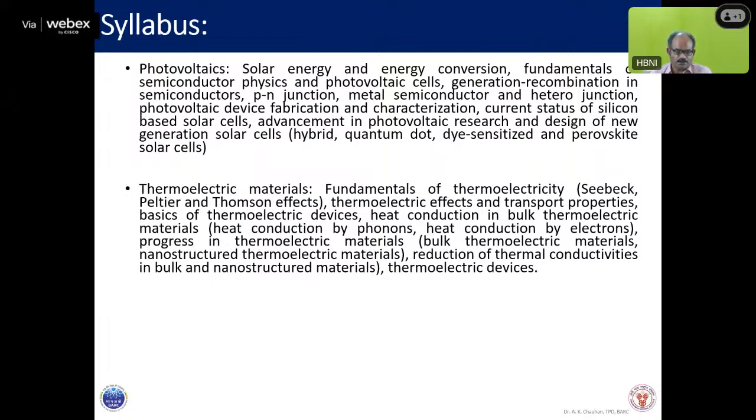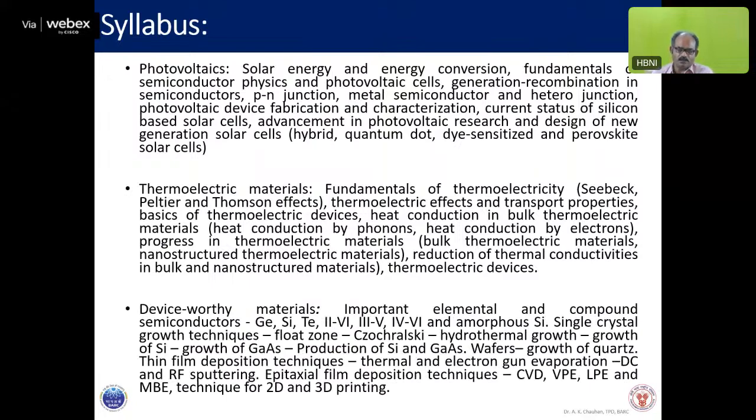Then there is another part, that is thermoelectric materials, in which we will cover fundamentals of thermoelectricity, Seebeck, Peltier, and Thomson effects, thermoelectric effects and transport properties, basics of thermoelectric devices, heat conduction in bulk thermoelectric materials, heat conduction by phonons. This is related to thermoelectric materials.